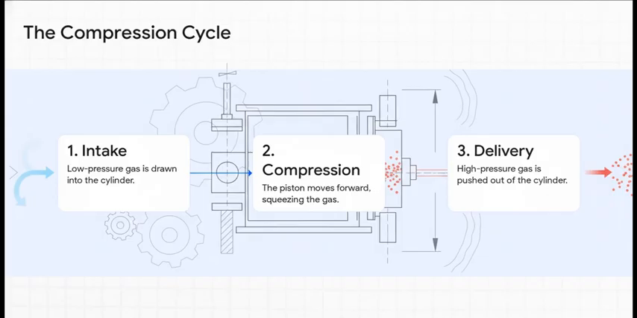So let's put it all together and walk through the three-step cycle. First, you have intake. The piston pulls back, the intake valve opens, and low-pressure gas fills up the cylinder. Second, compression. Both valves slam shut, the piston moves forward, and it squeezes that gas. And third, delivery. The outlet valve opens, and the piston shoves the high-pressure gas out. And then the whole cycle just repeats, hundreds of times every minute.